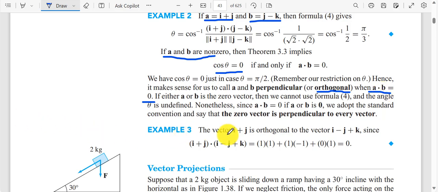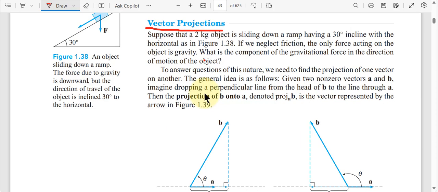So next they show an example where they say this is perpendicular or orthogonal to this, because we take the dot product and we get 0. So now we have a test for when vectors are perpendicular. Actually, we have a kind of definition of when vectors are perpendicular. And again, this holds for higher dimensional vectors.